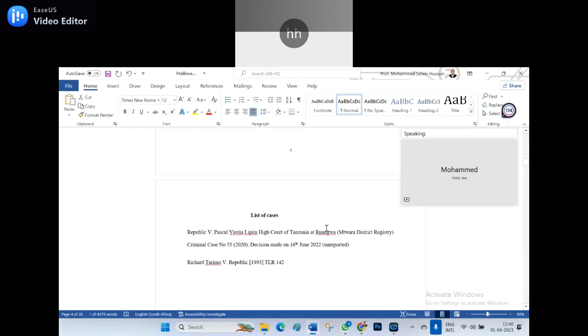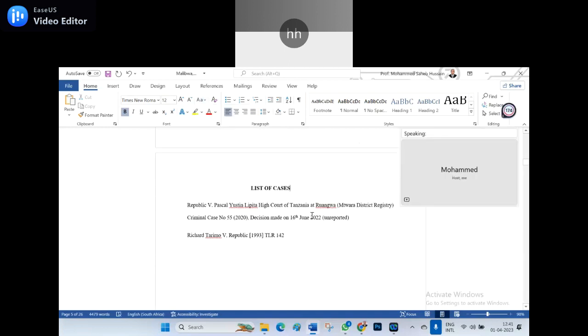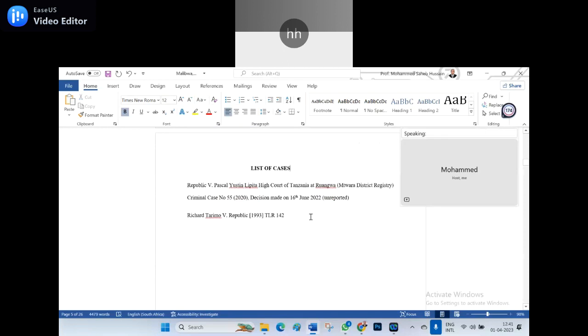List of cases, and generally when you write the list of cases, if it is center, it should be in capital letters, but generally we have to write it in the center only, the list of the cases. When you're writing the center heading, all should be capital letters, list of the cases, all capital letters. And bold means make it black. And when you are writing the list of cases, wherever the cases appear, they should be in italics. Right? You wrote Republic versus Pascal, Houston Lipita High Court of Tanzania, and at Ruangwa, Butwara District Registry.